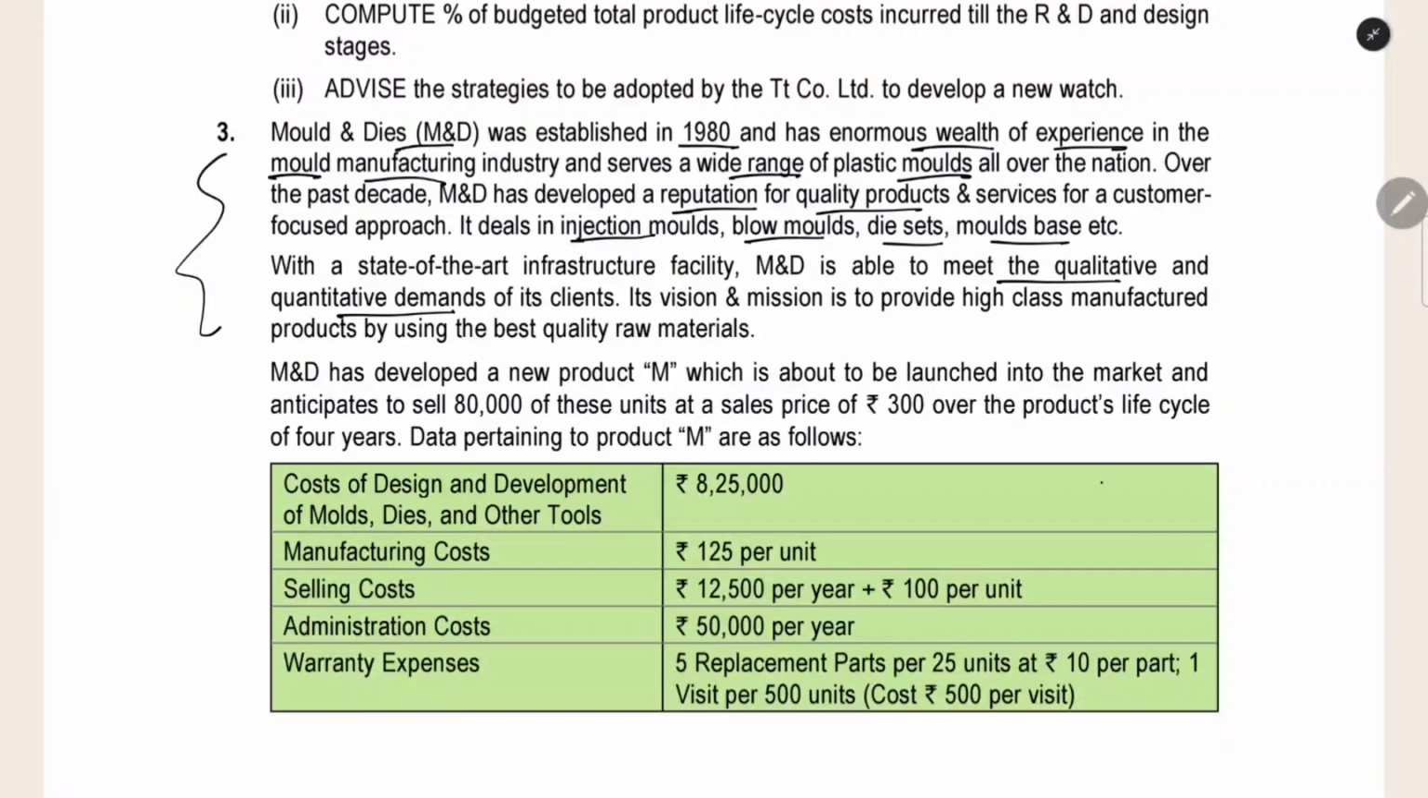The company has started to develop a new product which is about to be launched into the market. It is estimating to sell about 80,000 of these products at a sales price of 300 over the product's life cycle of 4 years.